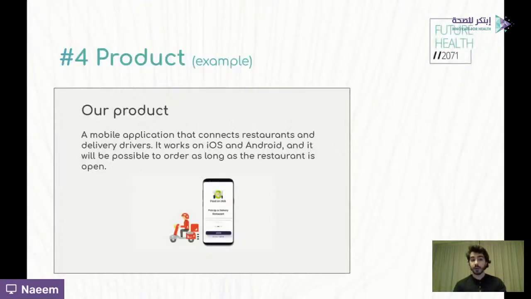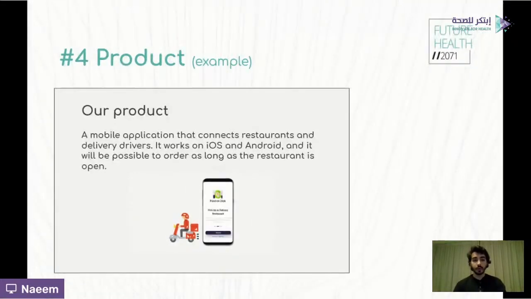And moving on, our product is a mobile application that will connect restaurants and delivery drivers. It will work on multiple platforms, and it will be possible to order as long as the restaurant is open. Now, our application went through several stages of development. We're going to use Java to code the application, and we're going to make sure it's accessible given the internet condition in my country. And of course, you're going to talk more and more. I don't have enough details because this is not a concrete presentation about an actual product.